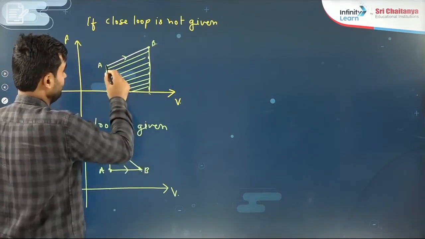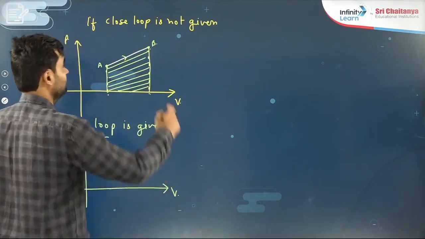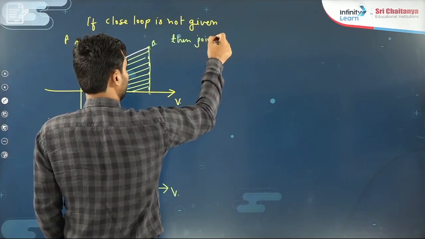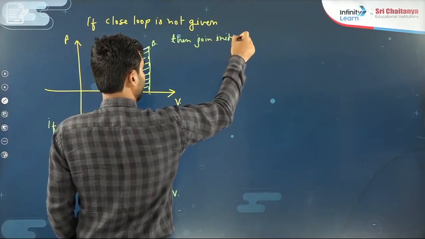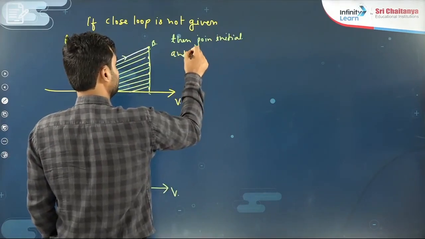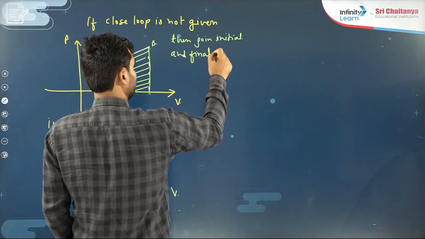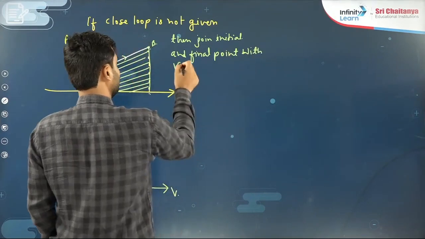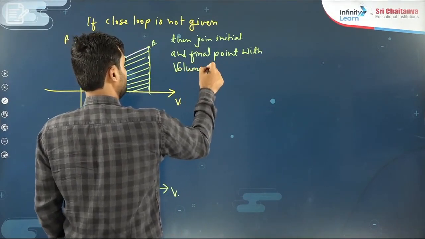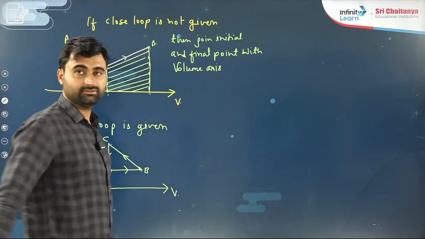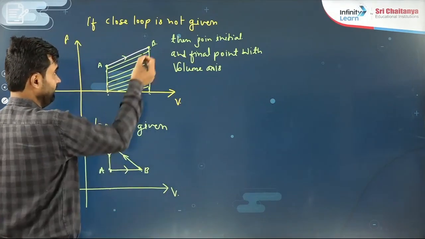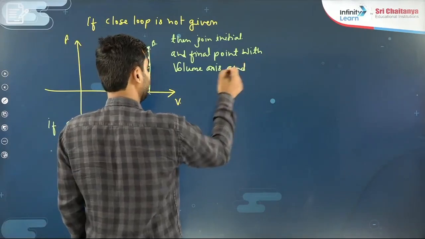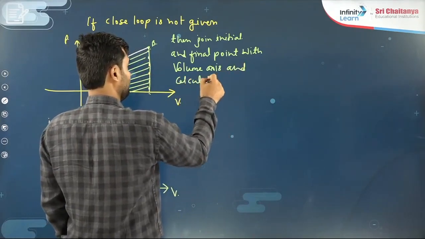If a closed loop is not given, and the process is only A to B, then what you have to do? Join the initial and final point with the volume axis and calculate the area.